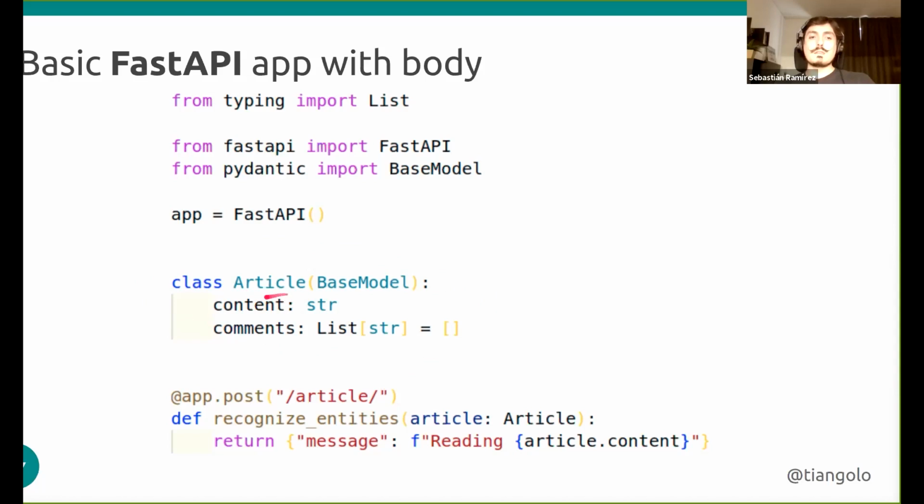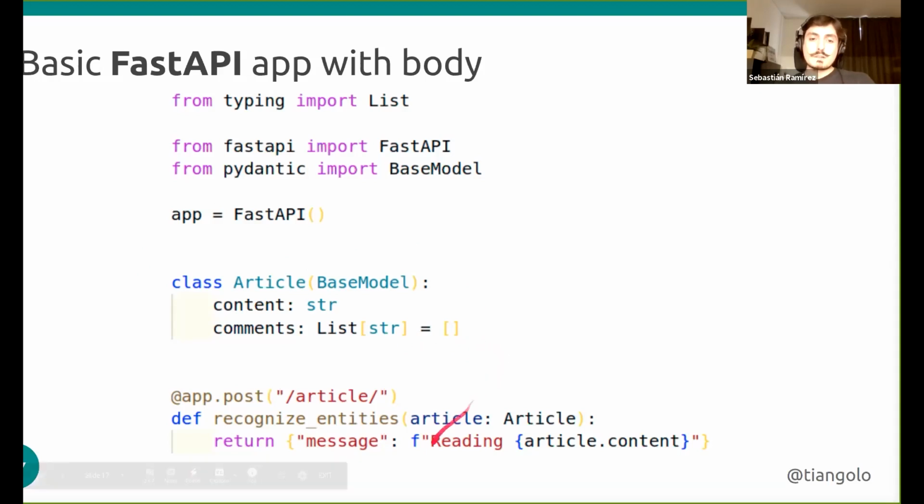This way of declaring these variables is the same that you will use with data classes, which is a part of the latest versions of Python. And this base model comes from Pydantic. FastAPI is tightly integrated with Pydantic and uses it underneath to generate all the data validation and the data documentation and all these things. So we are creating this class that is going to have a content, which is a string, and we have a comments, which is a list of strings, and by default is an empty list.